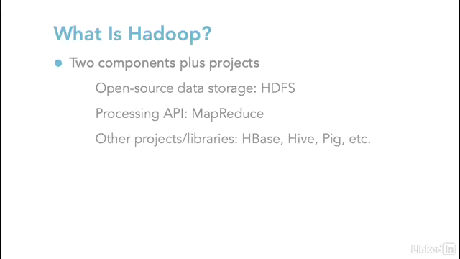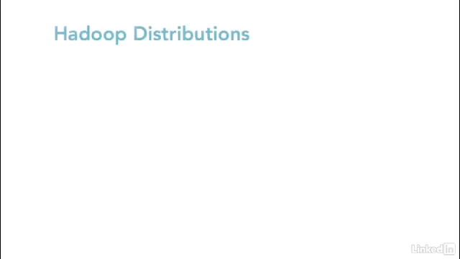And these are many, many different libraries. I think there's over 25 now. The ones I see most commonly and will be covering in detail in this course are HBase, Hive, and Pig. In addition to understanding the core components of Hadoop, it's important to understand what are called Hadoop distributions. So let's take a look at those.